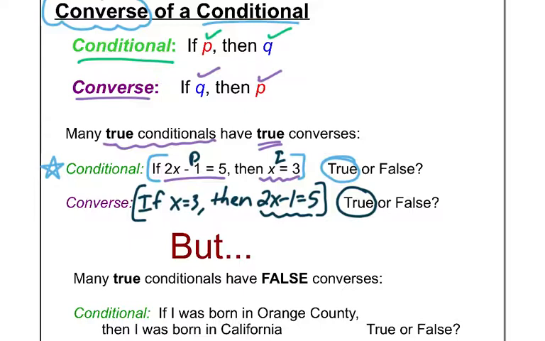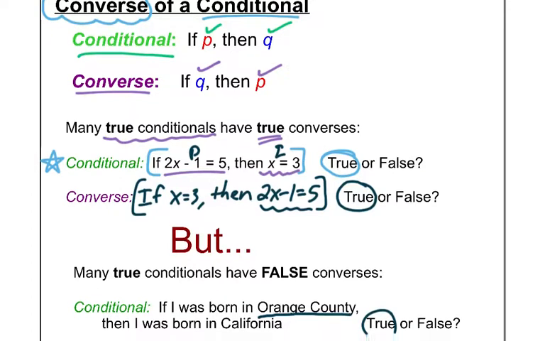If I was born in Orange County, and Mr. Brown was actually born in Orange County, then I was born in California. Okay, if I was born in Orange County, let's assume this is the Orange County of California. I know there's a lot of Orange Counties in other places like Florida, but let's assume that we're talking about California. If I was born in Orange County, then I was born in Florida. True. What's the converse? Could you write the converse?